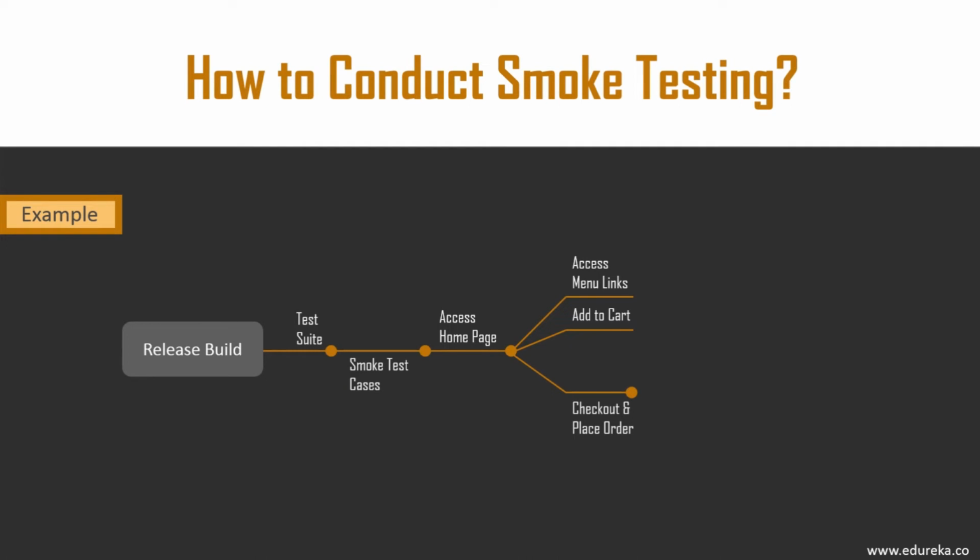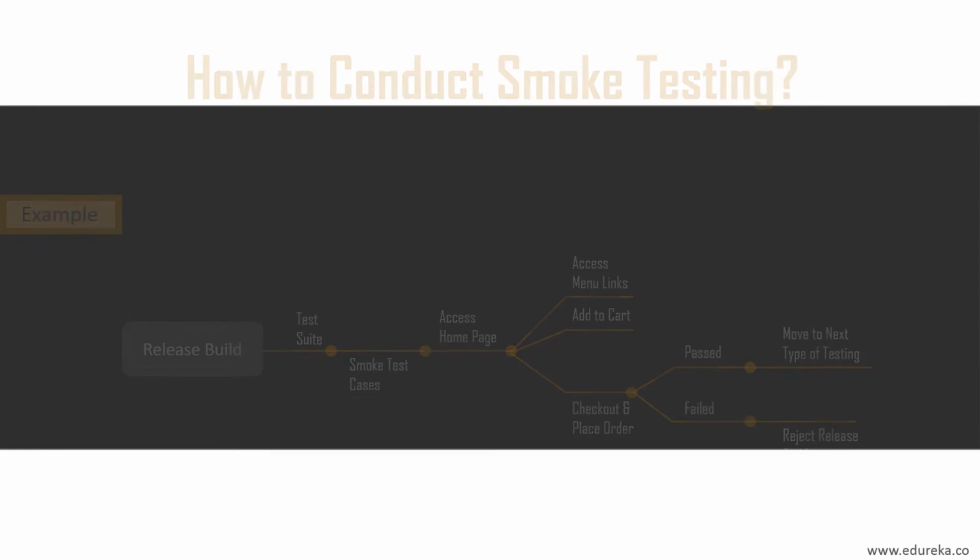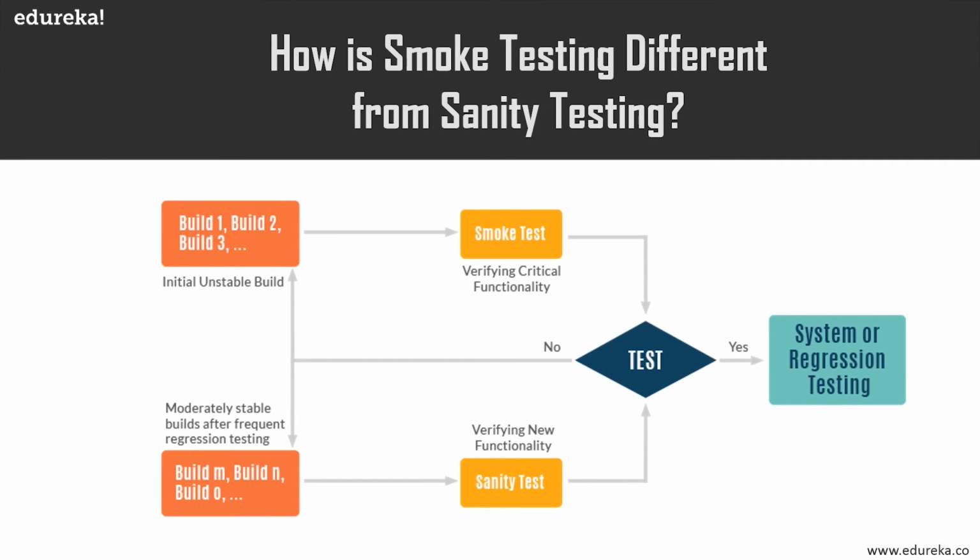So that's what we're checking basically in smoke testing. So you're checking the checkout and the place order functionality. If this functionality passes the test, you move on to the next level of testing. Otherwise, the build is rejected and it's sent back to the development team to make changes. So it's as simple as that. Moving on, there's another term that you should know about, like sanity testing.